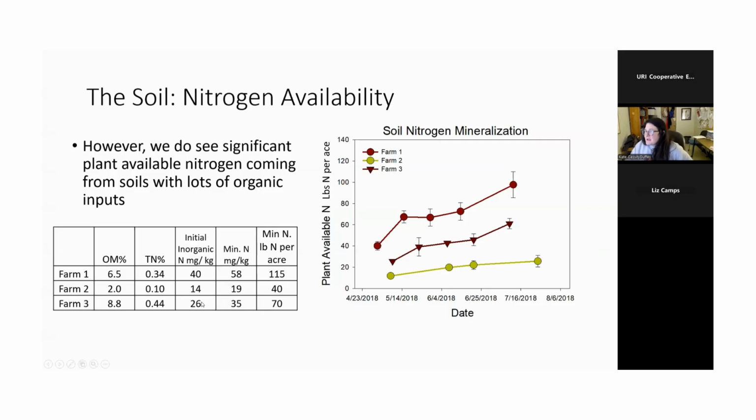Then I measured initial inorganic nitrogen. That's how much ammonium and nitrate is just floating around in the soil. And then I measured how much nitrogen mineralized from each one of these. What I really want to focus on is this last column here, mineralizable nitrogen in pounds per acre. The newest farm had the least amount of soil nitrogen coming. The middle farm had the most amount of soil nitrogen coming, and then the older farm was in the middle. So we can't always match organic matter to potentially mineralizable nitrogen.